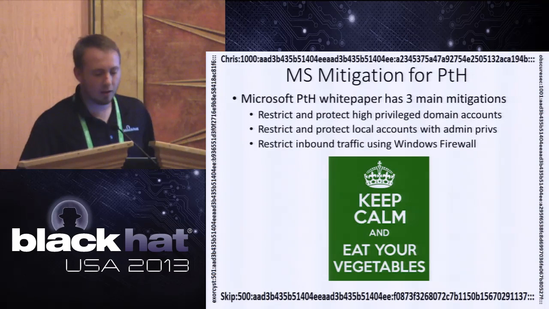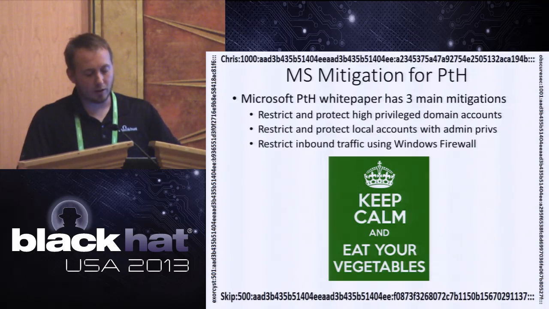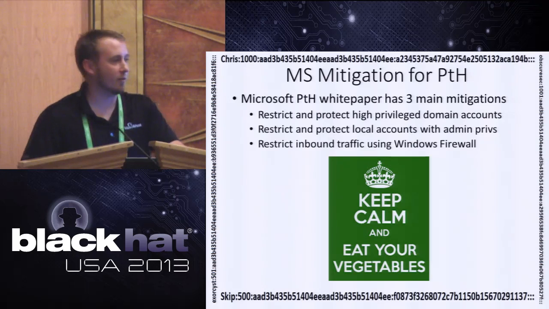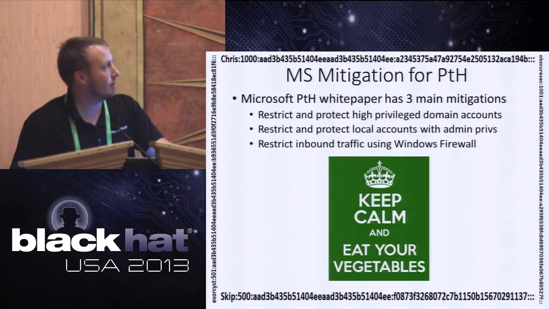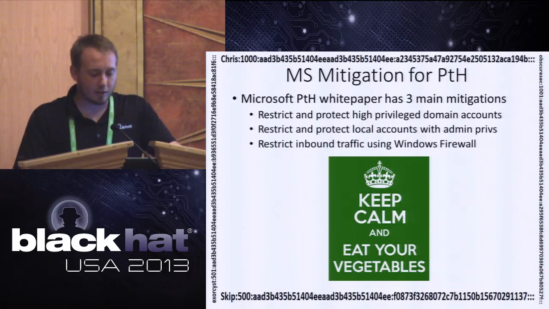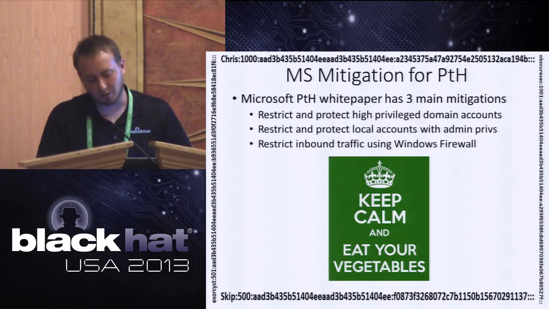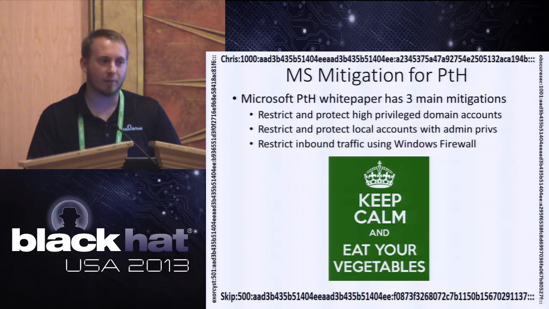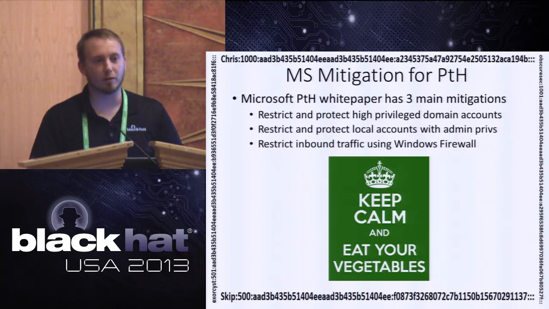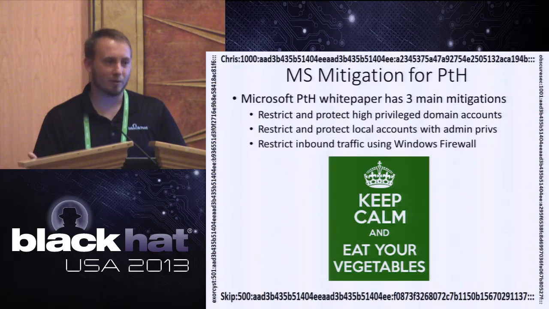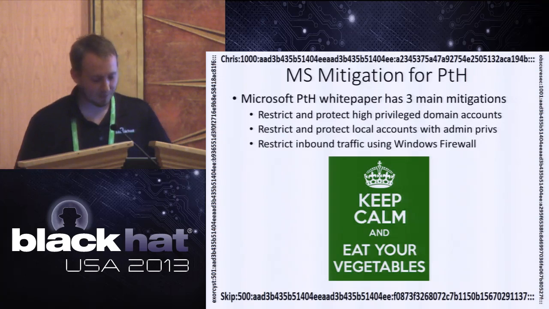Okay, so in the talk yesterday and in Microsoft's white paper, they gave 3 main mitigations. I'm sorry to pick on you guys. And they're really good mitigations. Restrict and protect high privileged domain accounts. Restrict and protect local accounts with admin privileges, and restrict inbound traffic using Windows Firewall. The third one, I'd love for you, if you're a Windows admin, to take the white paper and go to your network admin and tell them that you're going to deploy 10,000 non-centrally managed firewalls on the network and record it and put it on YouTube, because I'm sure that's going to be fun.